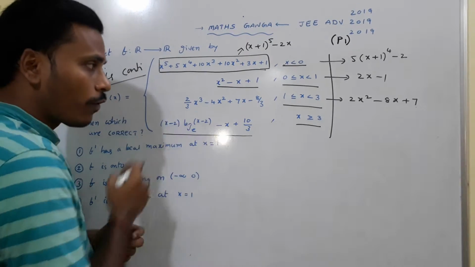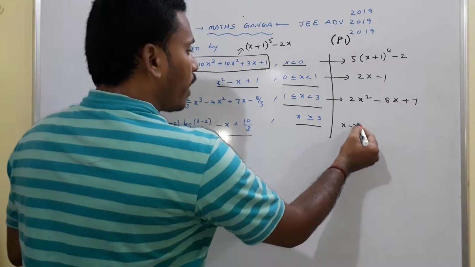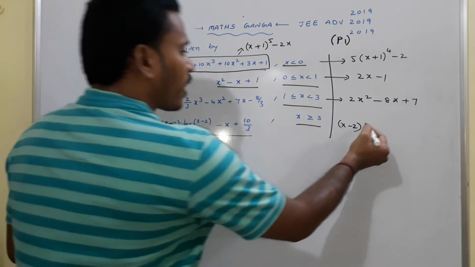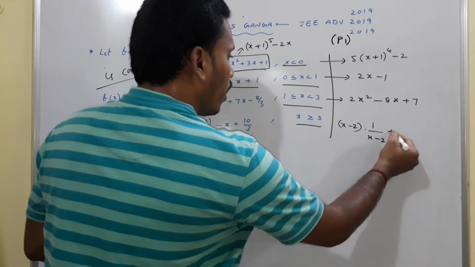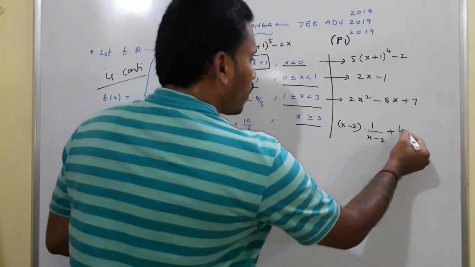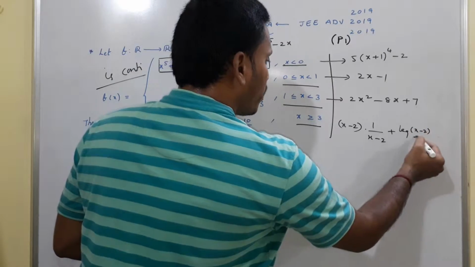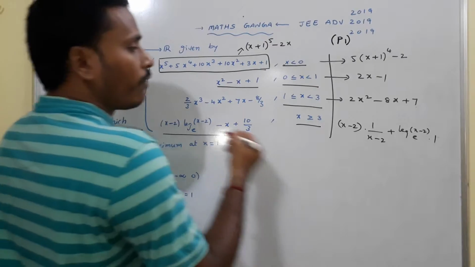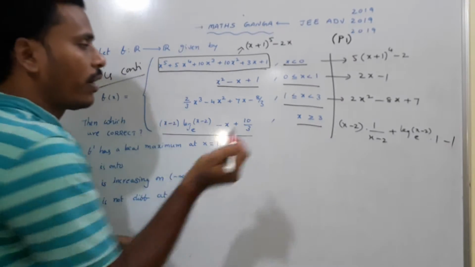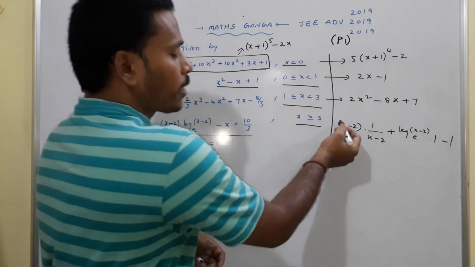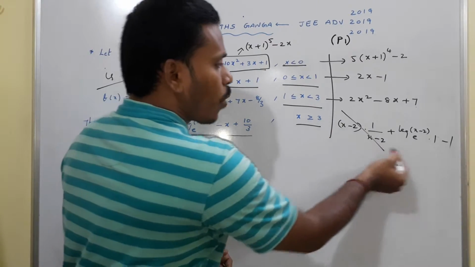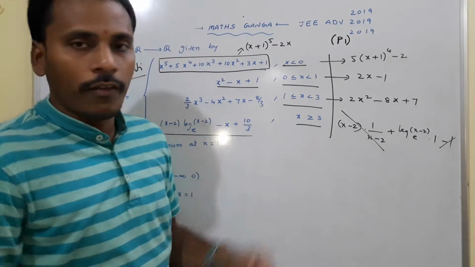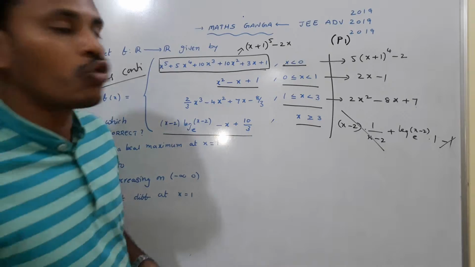First function into the derivative of the second function, so that will be x minus 2 into the derivative of the second function, which is 1 by x minus 2, plus the second function log x minus 2 to the base e into the derivative of this one, which is 1. Again, for x it is minus 1 and for 10 by 3 it is 0. X by 2 is 1. This one and this one get cancelled and you are left with log x minus 2 base e.